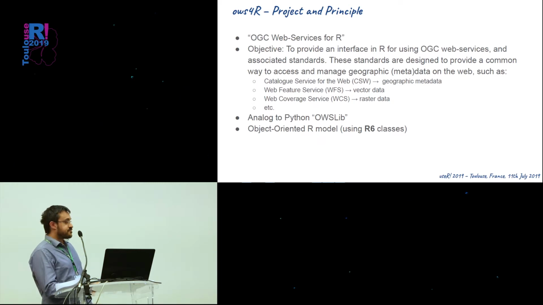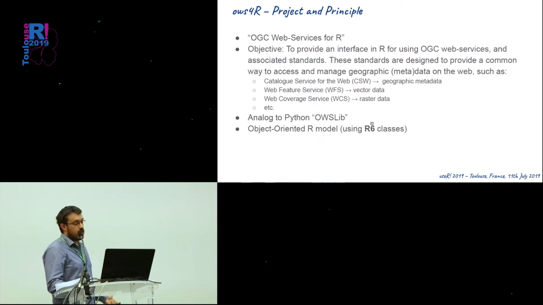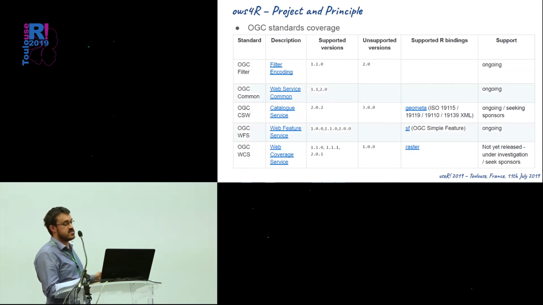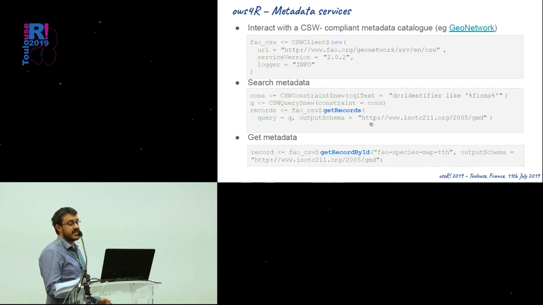So next, OWS for R is basically how we can use geometa in combination with web catalogs using standard protocols, and push data and manage data and metadata using R. So this is the status. Basically, we have a CSW protocol that allows managing metadata and the Web Feature Service that allows managing data. So for metadata services, you can interact very easily with some catalogs.